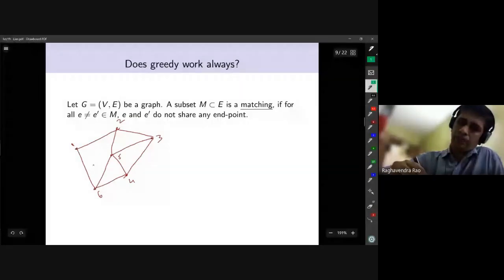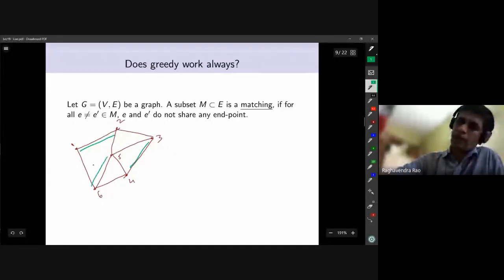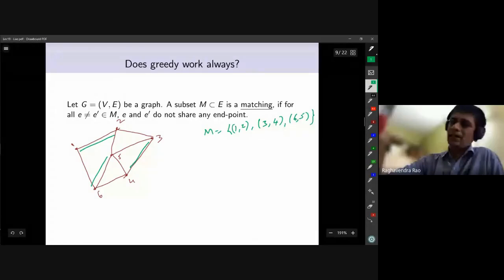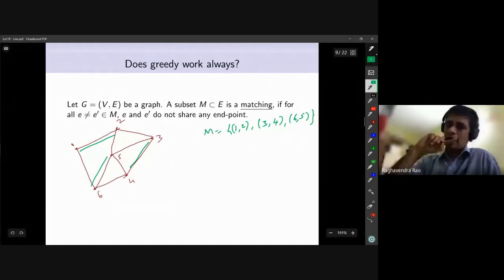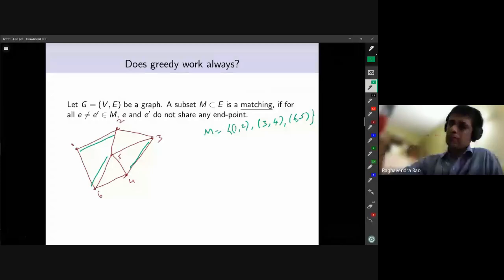Edge 1, 2, edge 3, 4, edge 5, 6. So M is {(1,2), (3,4), (6,5)}. I write this as ordered pairs, even for an undirected graph, just for convenience. These are unordered pairs, so they are basically like sets. So this is a matching.